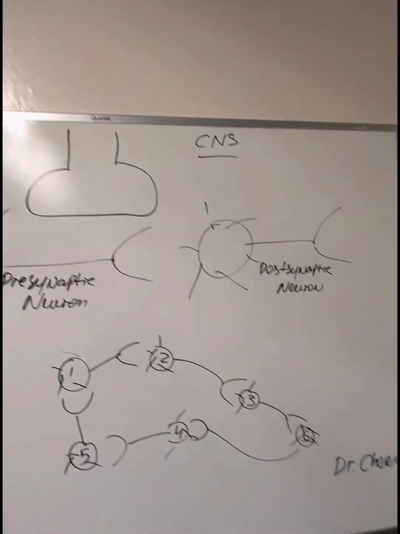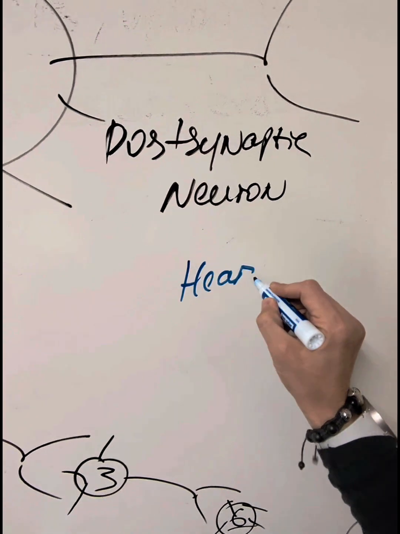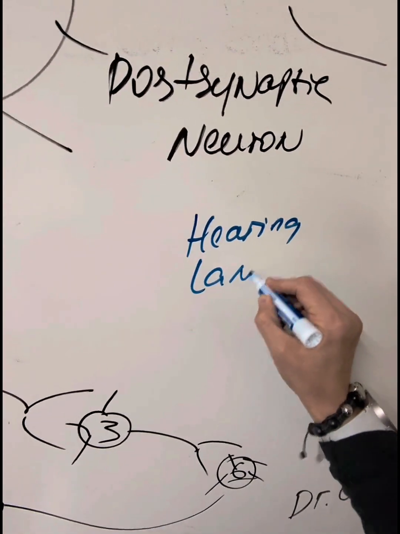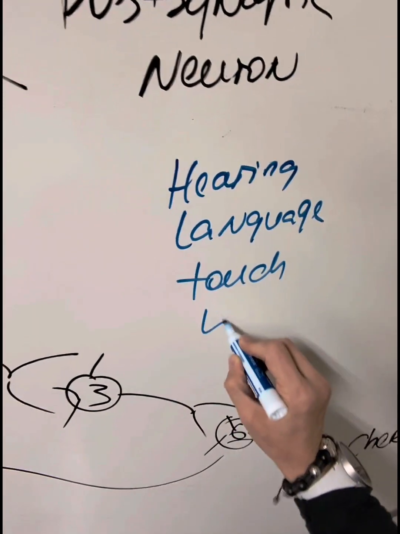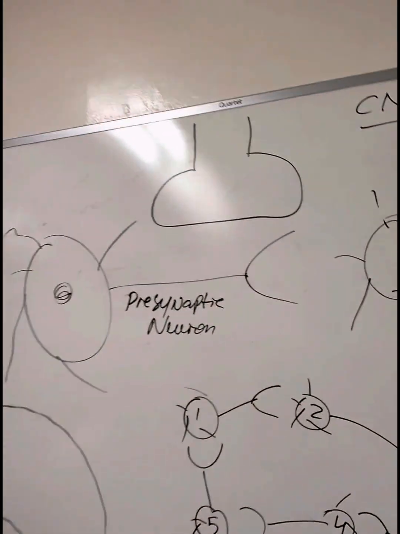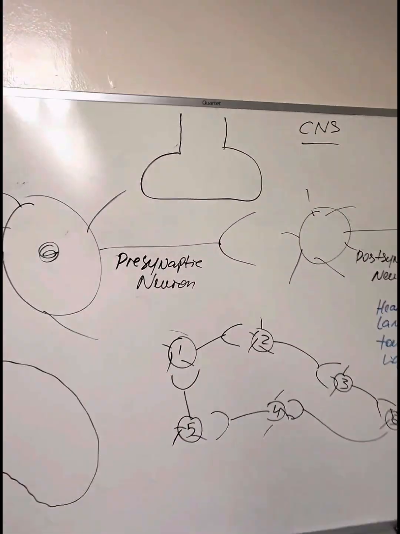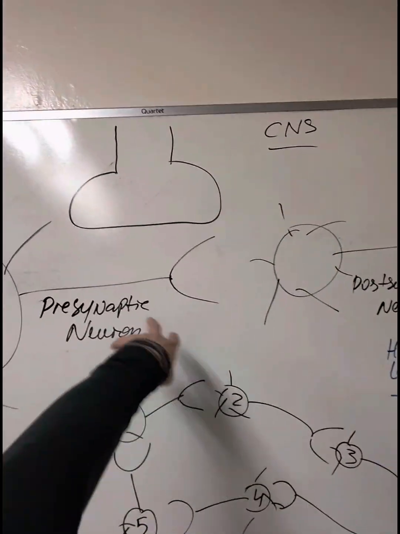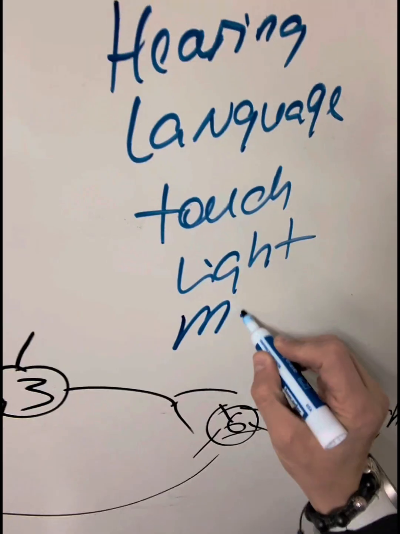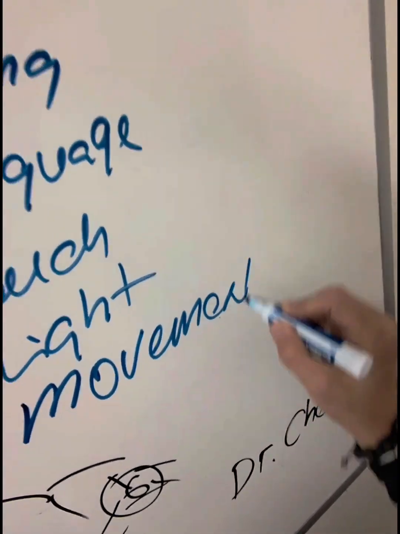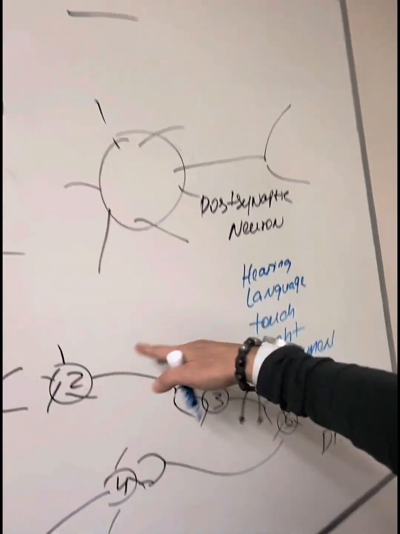So the central nervous system is responsible for simple things like hearing, language, touch, light, getting into your system, receptors, getting all this information and passing it down through the series of synaptic connections. Movement is also a big one. So we either can inhibit or we can excite the postsynaptic neuron.